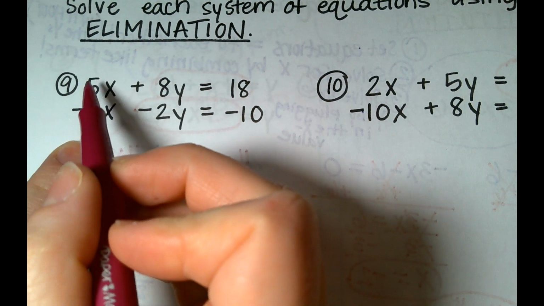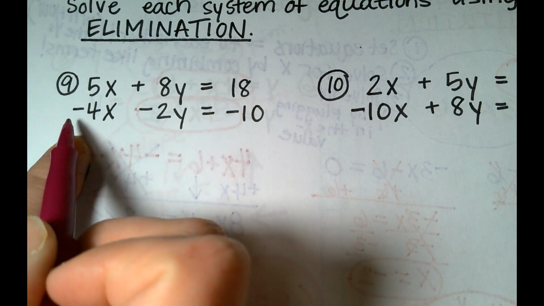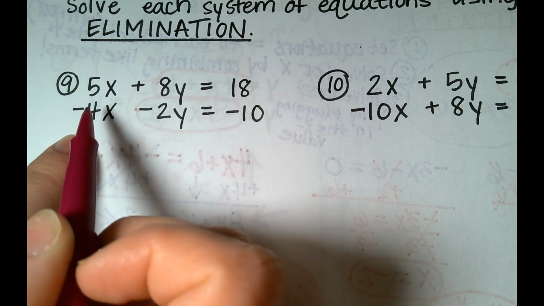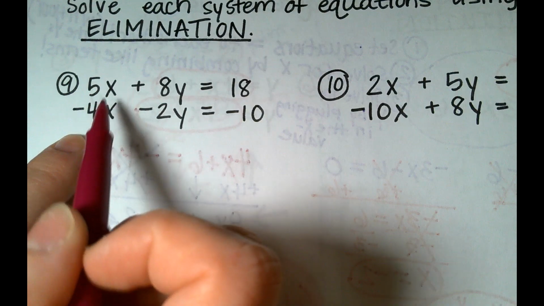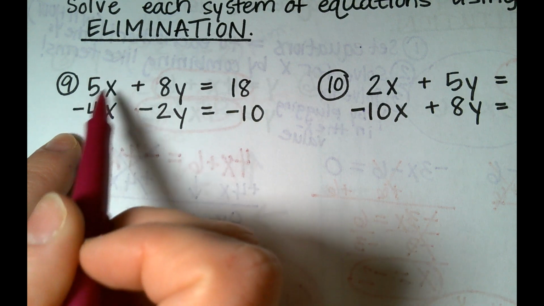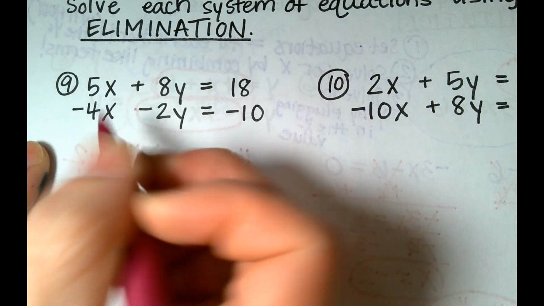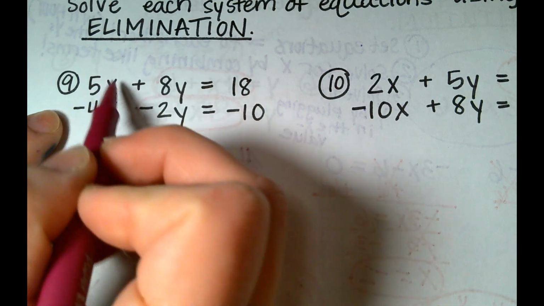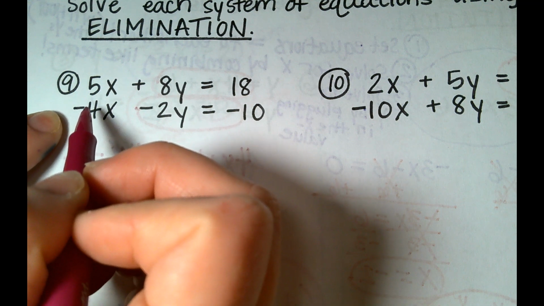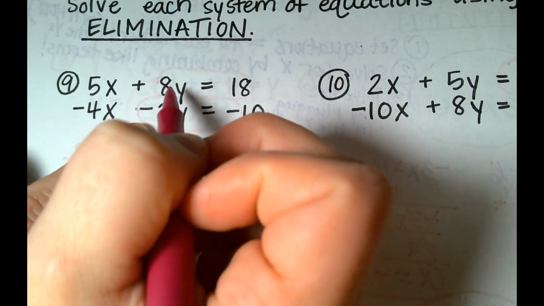is, for example, let's look at the x values. I have a positive 5x, I have negative 4x. If I want my negative 4x to be equal to this 5x to make it cancel, I could see if it'll work by taking 5 divided by negative 4. If I get a whole number, then it could work. I'm going to look at the y's now.